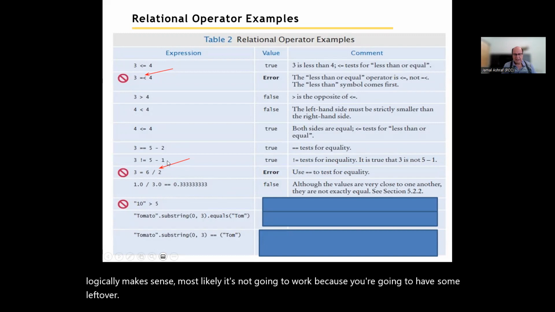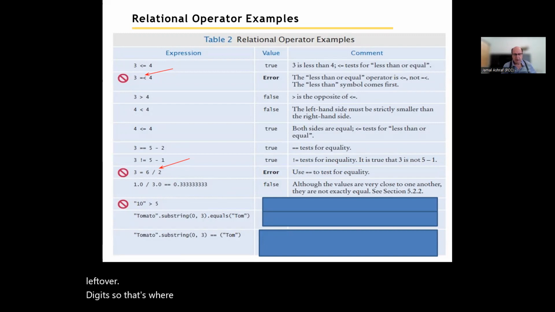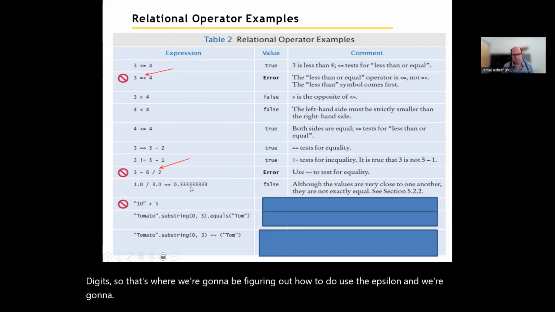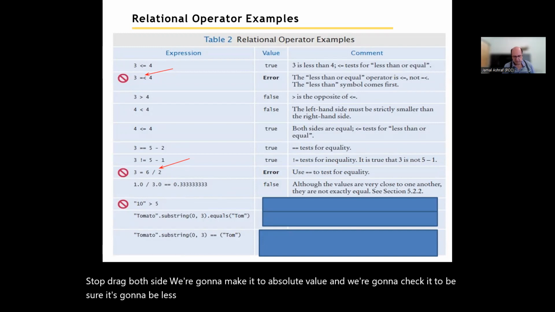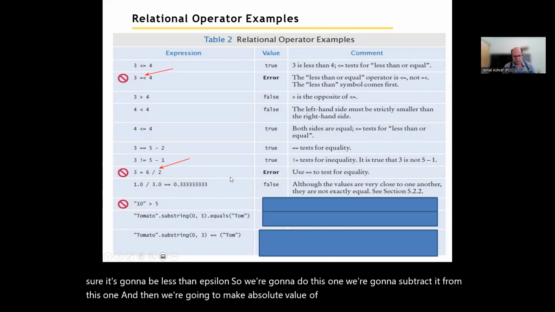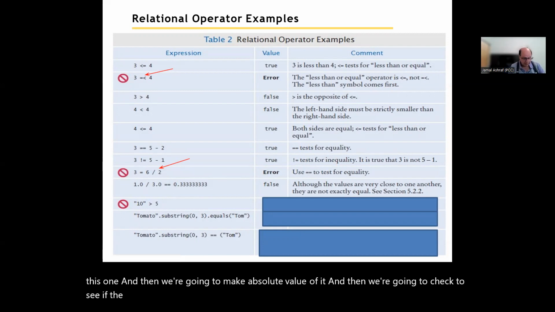digits. So that's where we're going to figure out how to use the epsilon. We're going to subtract both sides, make it an absolute value, and check to be sure it's less than epsilon. So we're going to do this one: subtract it from this one, make the absolute value of it, and then check to see if the total is less than epsilon. That means they're going to be equal to each other.